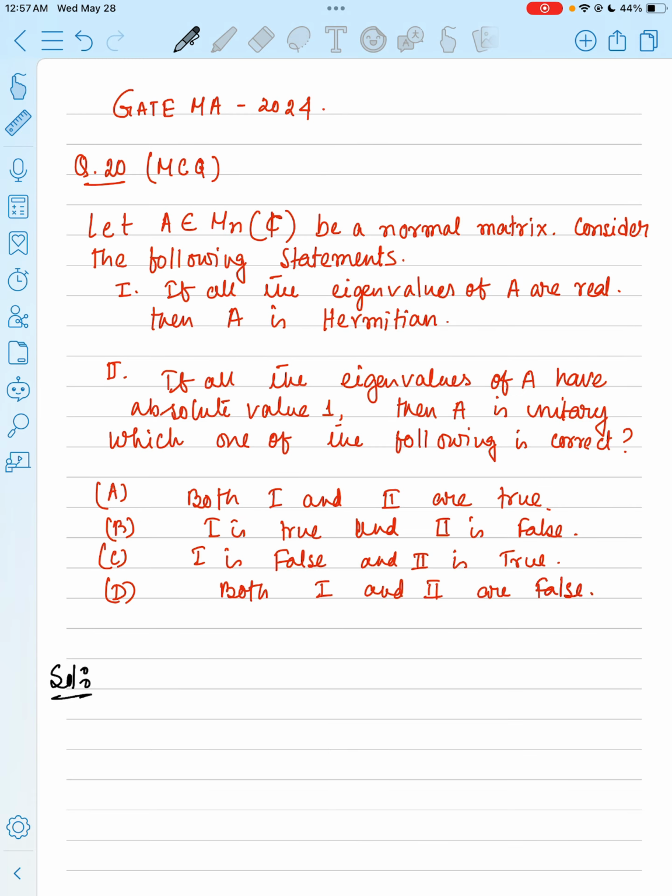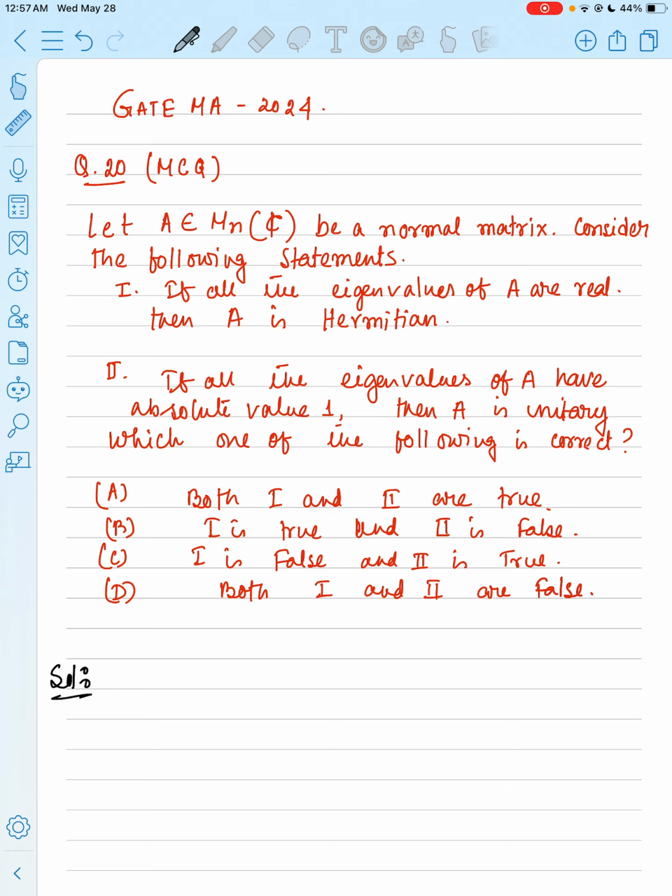So today the problem that I am going to discuss is from GATE Mathematics 2024, and the question is from the linear algebra part.